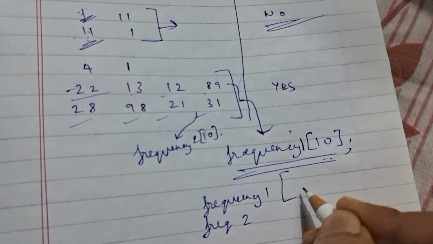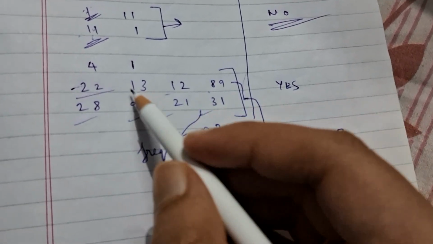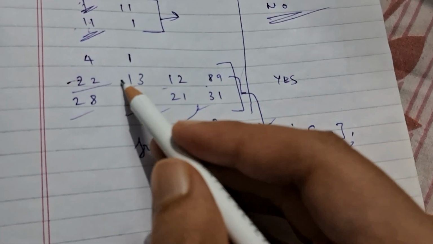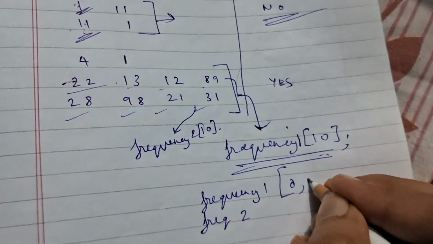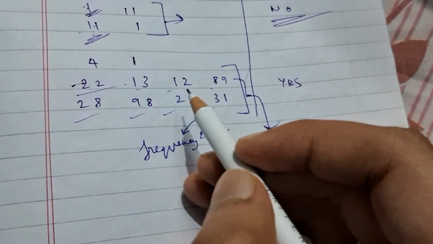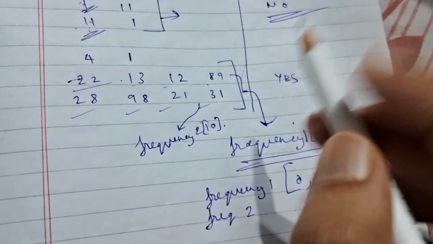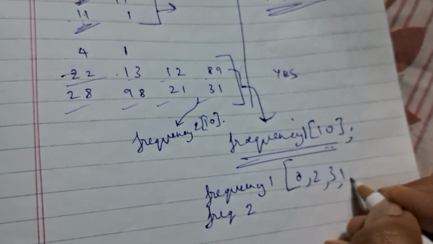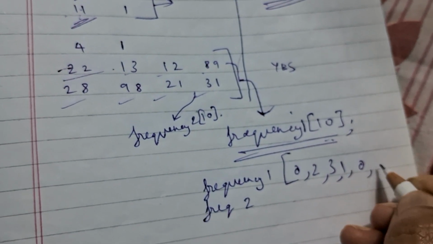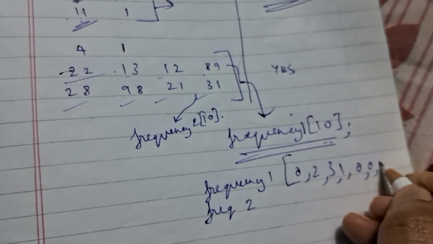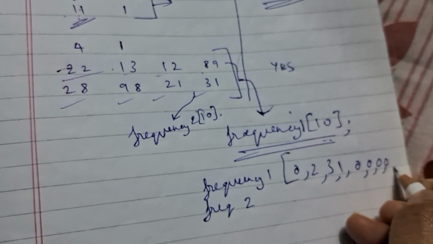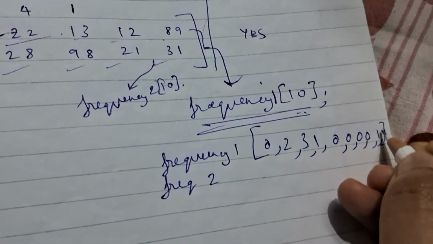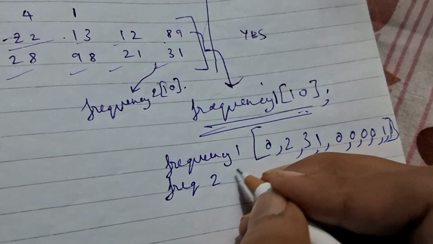Okay, so frequency 1: how many times is 0 present? 0 times, right? How many times is 1 present? 2 times, right? How many times is 2 present? 3 times, right? For 3 there is only 1. For 4, no 4. 5, no 5. 6, no 6. 7, no 7. 8, there is 1, and 9, there is 1. Okay, so this is how the frequency 1 array looks.